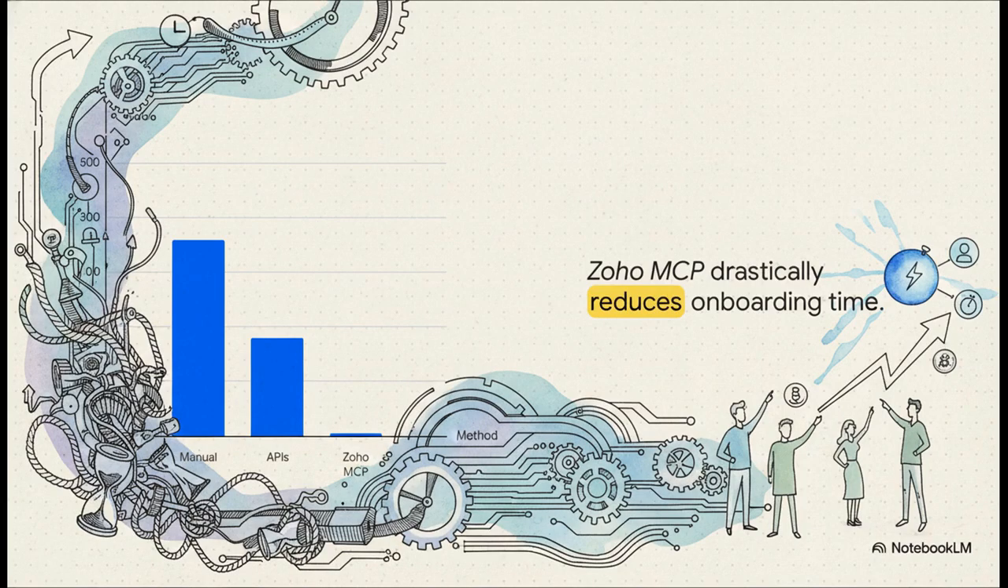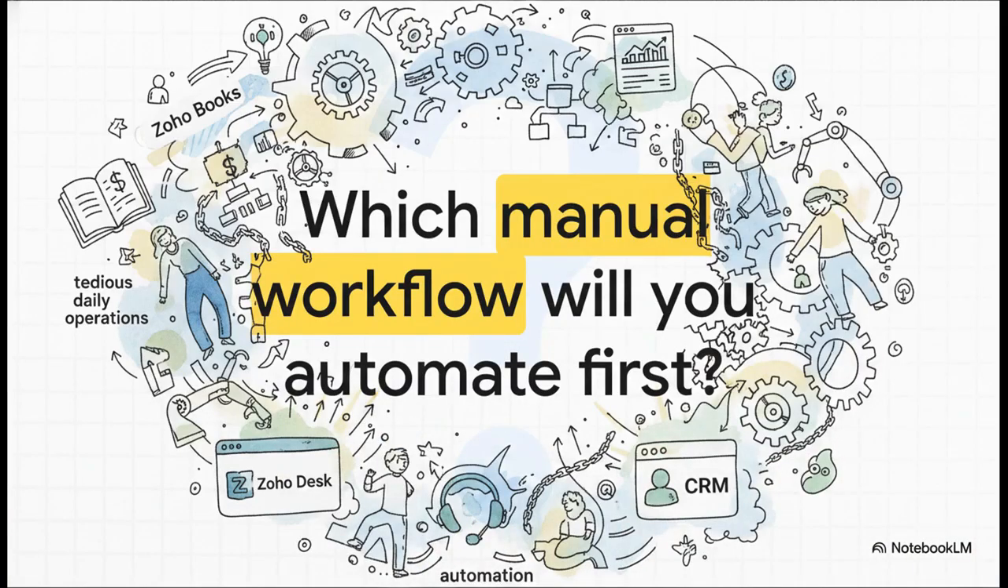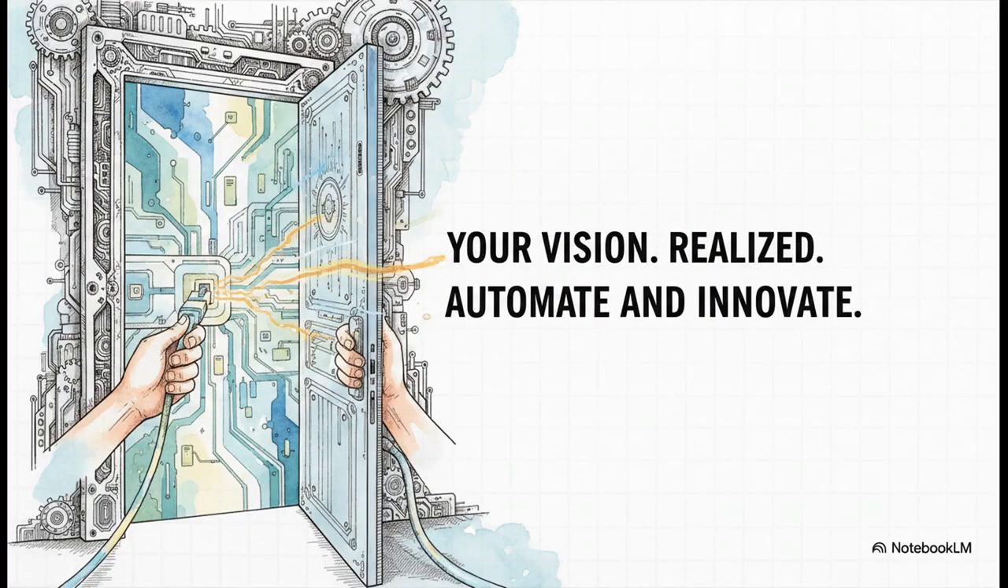So, I want to leave you with a bit of a provocative question today. Which manual workflow will your business automate first? Really think about your most tedious daily operation. You know, the repetitive tasks across Zoho Books, Zoho Desk, or Zoho CRM that are just constantly draining your team's energy and morale. Because with Zoho MCP, those workflows can now operate entirely on their own. It's time to take action and start your automation journey.